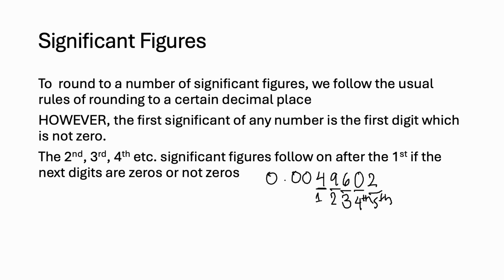So if there's a 0 next to the 4, or after the first significant figure, we count the zeros, but the first significant figure is not going to be a 0. So your first significant figure is going to be a non-zero. It's going to be a number greater than 0, essentially.